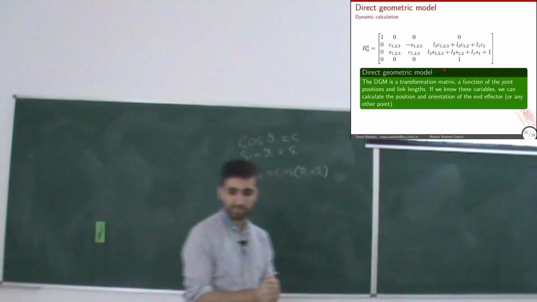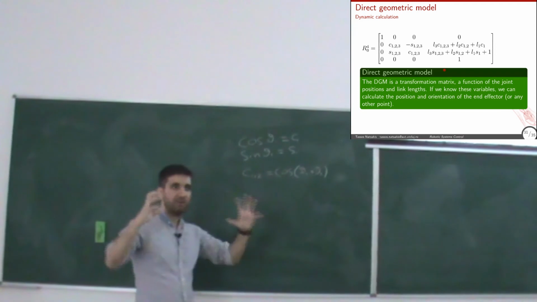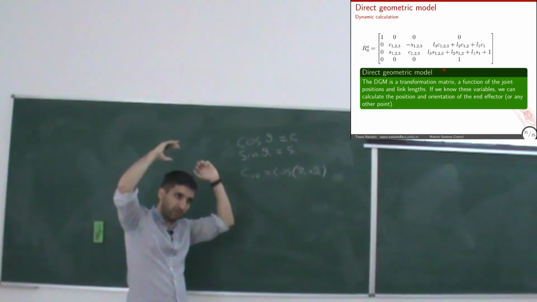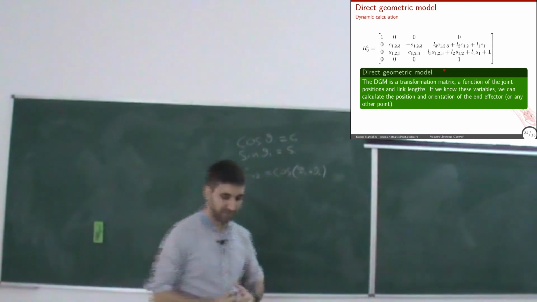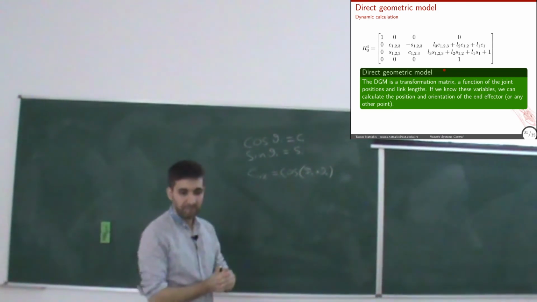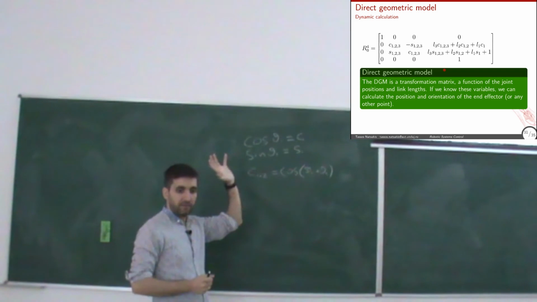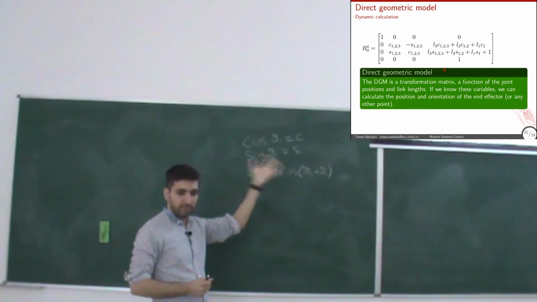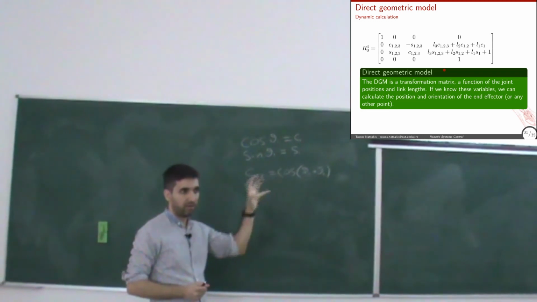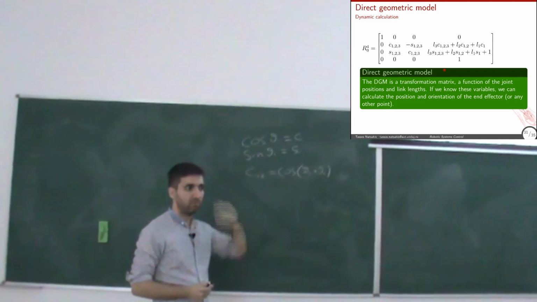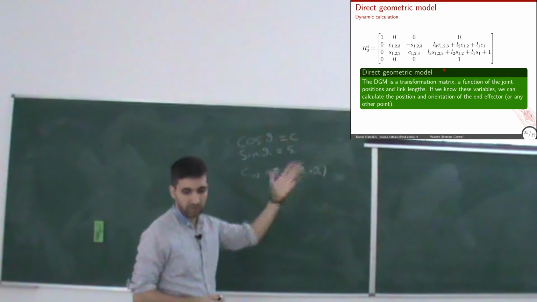Okay. So this is the direct geometric model, the thing that I said in the beginning that we're going to talk about. We finally have it. Took us quite some time, but we have it. And this is what it does. It tells me the pose of the end effector, or of another coordinate frame, if I know the values of the joints.